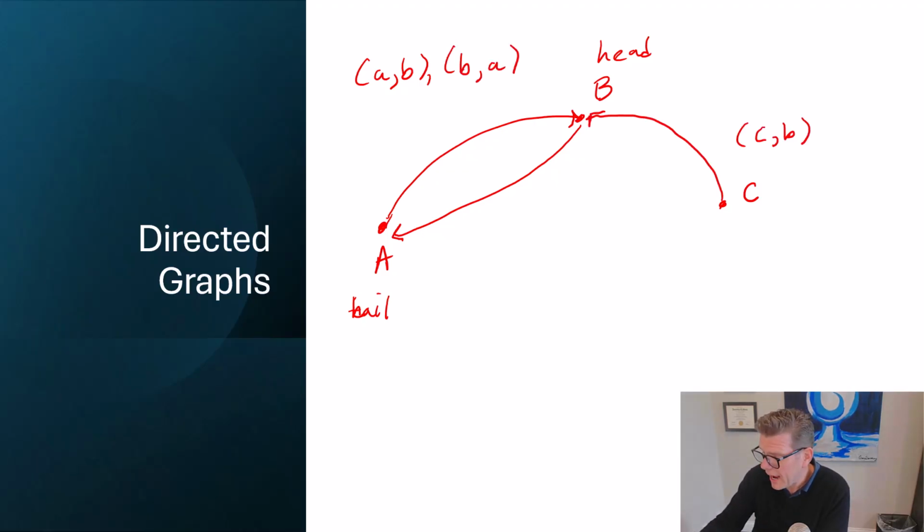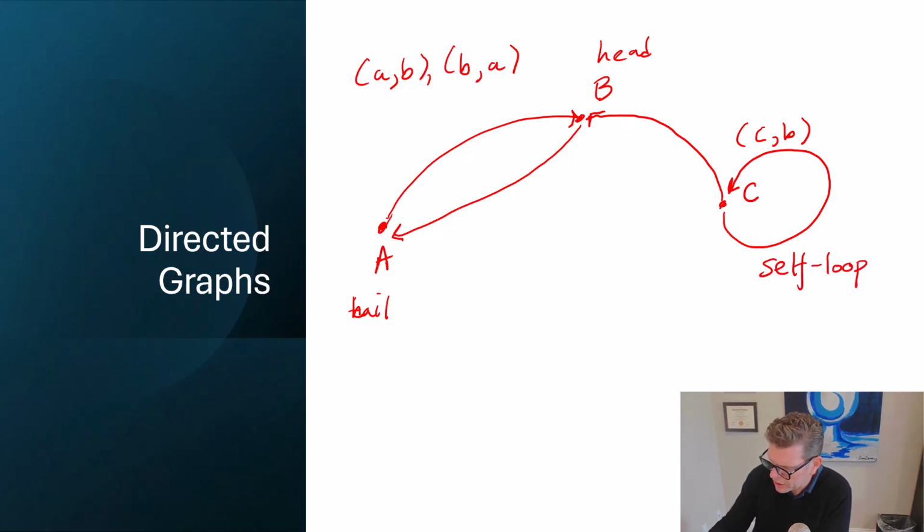Now, if I were to have a directed edge that begins and ends at the same vertex, this is called a self-loop. A self-loop gets represented as a Cartesian pair as its vertex twice. In this case, this is CC. So what we have here are the vertices, where any directed edge starts; a directed edge, which begins at the tail and ends at the head; and a self-loop, which is a directed edge that begins and ends at the same vertex.